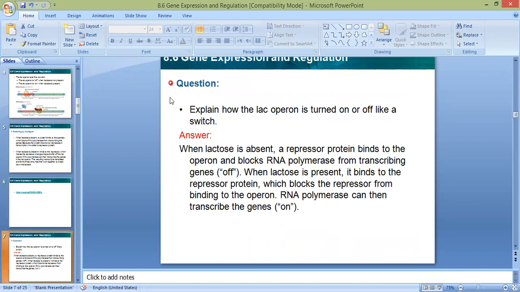So if we come to this question, explain how the lac operon is turned on or off like a switch. Who can tell me without looking at the answer how the lac operon is turned on or off like a switch? Yes, مين؟ عبد العزيز. يلا عبد العزيز, tell us.